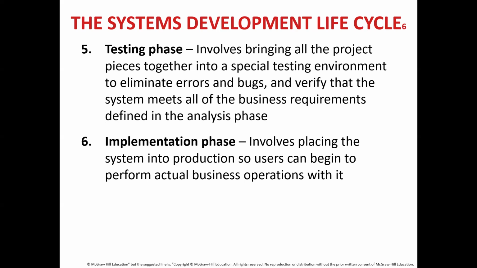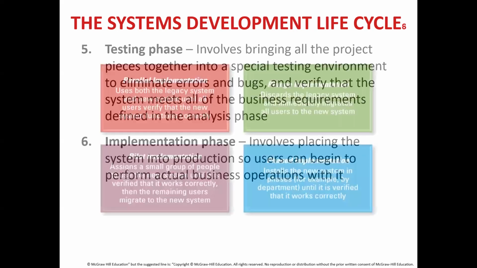Implementation phase involves placing the system into production so users can begin to perform actual business operations with it. This phase is initiated after the system has been tested and accepted by the user. In this phase, the system is installed to support the intended business functions. The system performance is compared to performance objectives established during the planning phase.